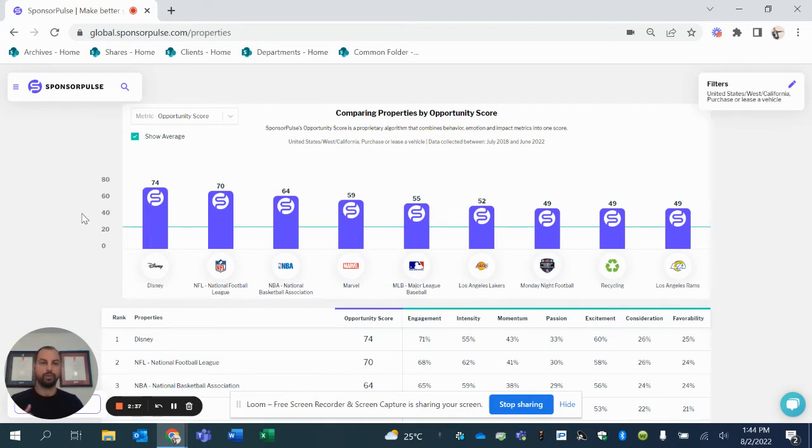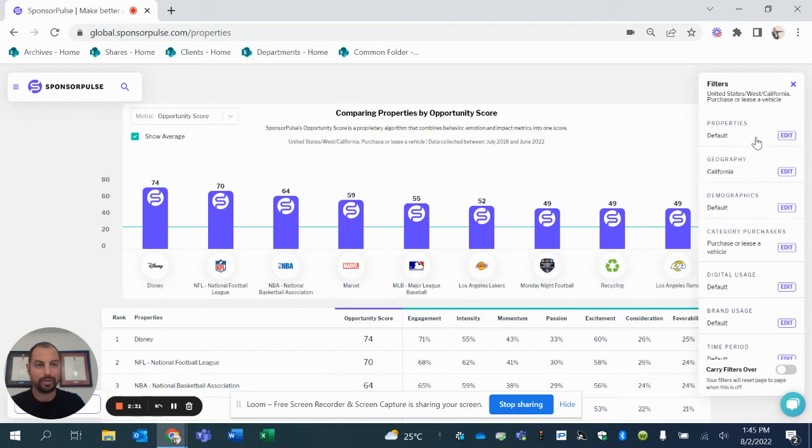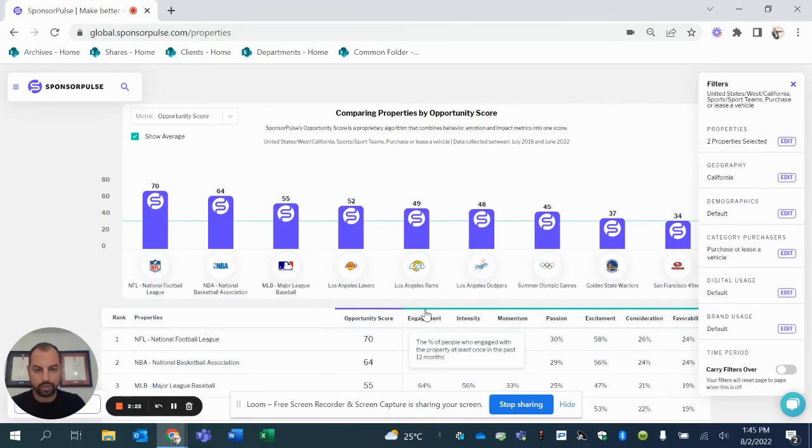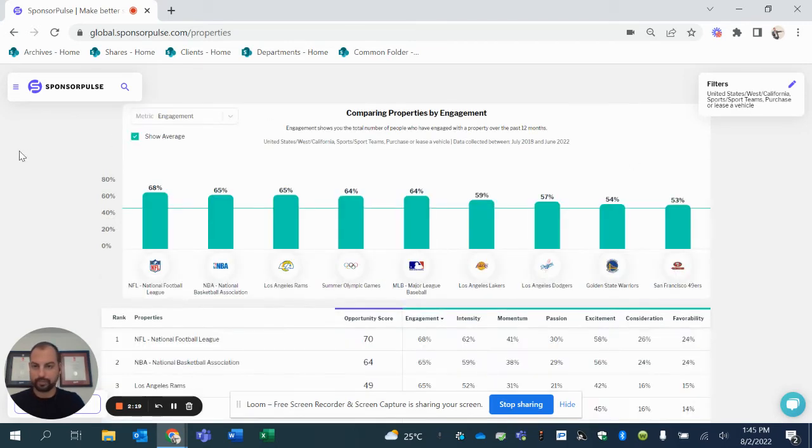We want to connect with the California residents through their passion of sport and sport teams. So we'll go back to the filters tab, click on properties, and we want to select specifically sport and sport teams. And we want to also filter by engagement. And there we have it. So now we are looking at the properties that receive the highest levels of engagement in the state of California amongst residents who are interested in purchasing or leasing a vehicle. And you see, as Ford Motor Company, certainly great insight here. We can take that, leverage it, and discuss the different areas that we'd like to consider a partnership with and the reasons why.